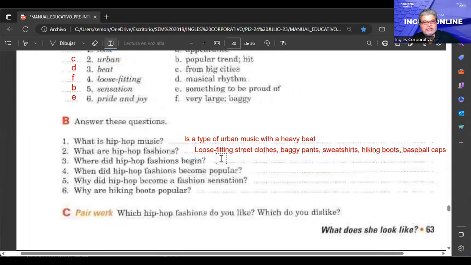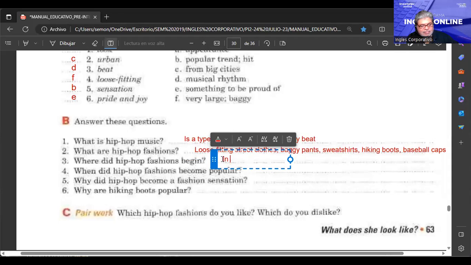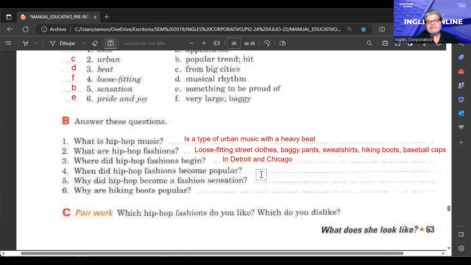Where did hip hop fashions begin? In Detroit and Chicago, with African Americans. Okay. In Detroit, they made hip hop fashion trendy. And then the North American and European bands also began wearing this style.